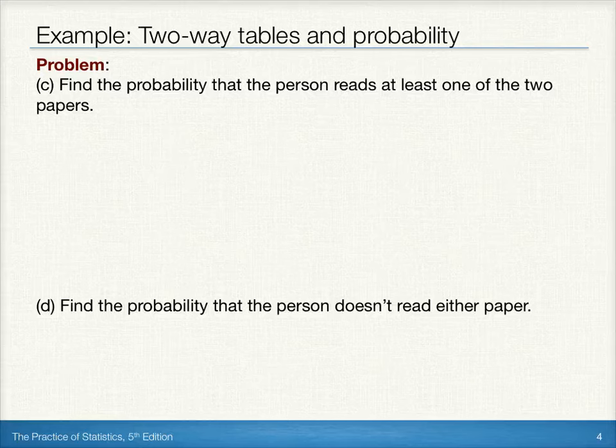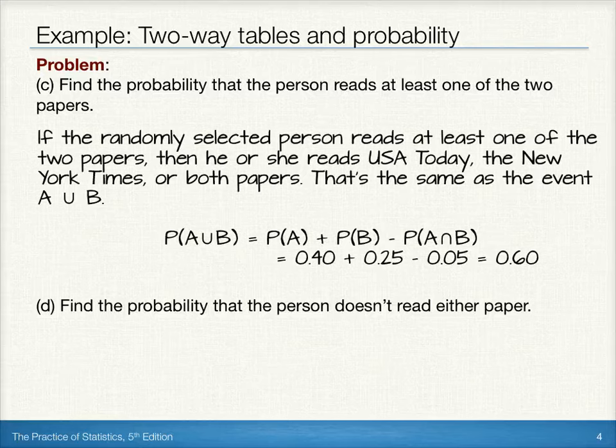Next, let's find the probability the person reads at least one of the two papers. Well, if they read at least one of the two papers, then he must read either USA Today or the New York Times or both. And as we saw, that's the same as the event A union B. We can find that by adding all three of those probabilities in the circles together and get 60% total. So there's a 60% chance he or she will read at least one of the two papers.